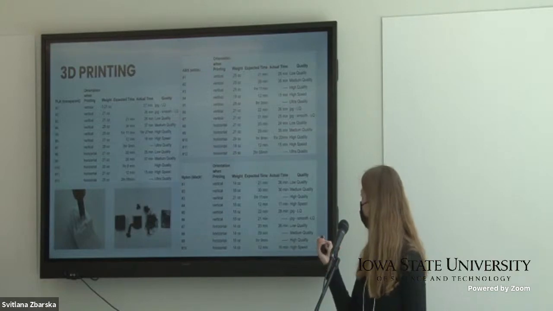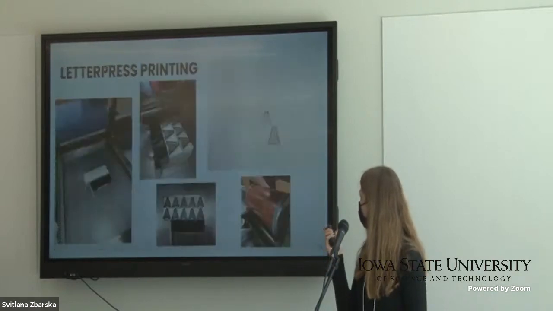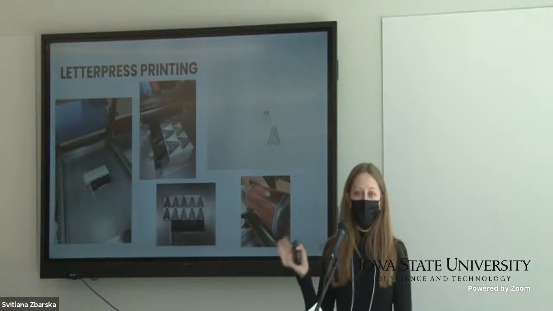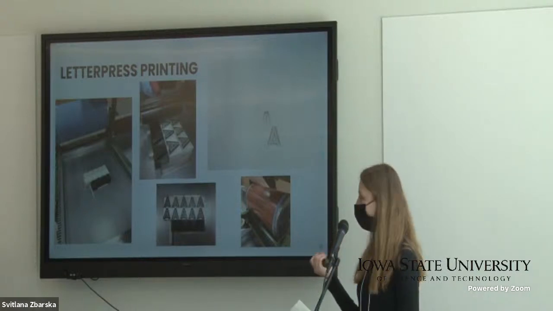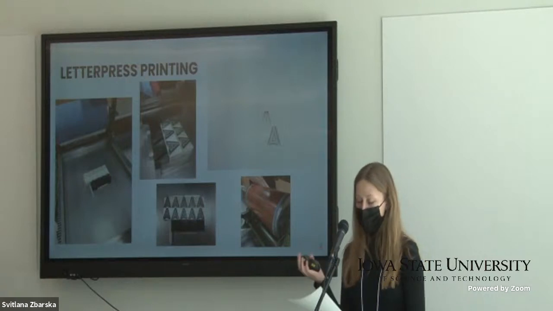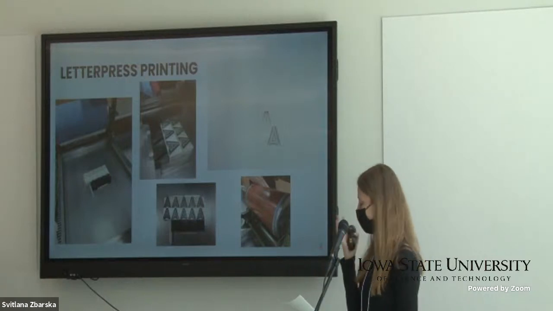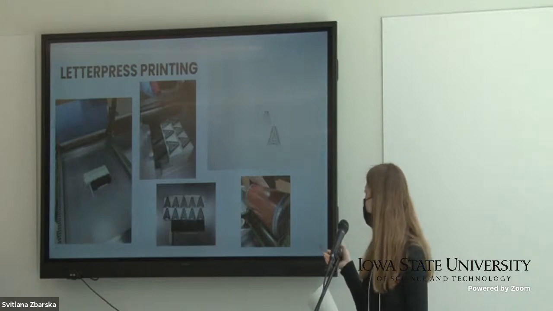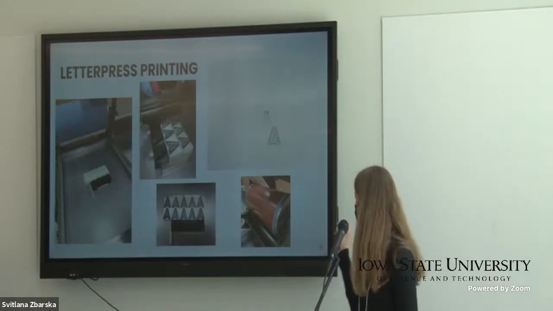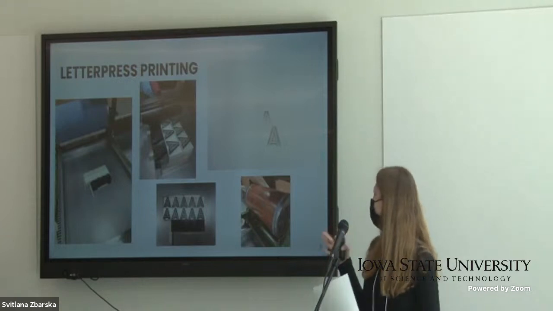So once we finished printing using the 3D printer, we were ready to begin printing with the letterpress. As of right now, we've only begun printing the vertically constructed A blocks that were made with the Rhino software. This is how we set up those to be printed. And that top over there is our first sample print.